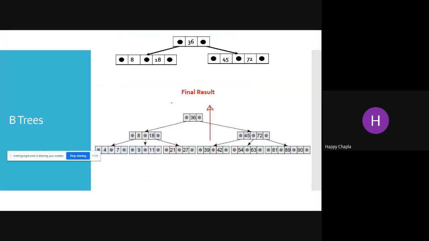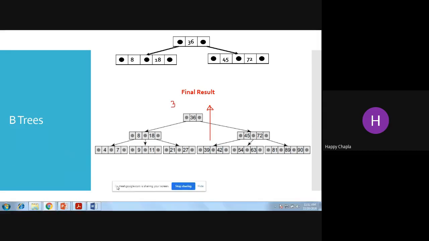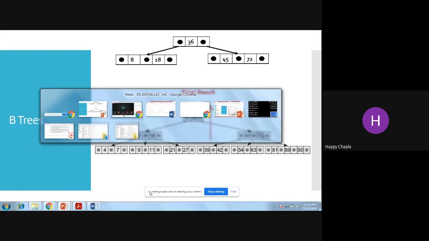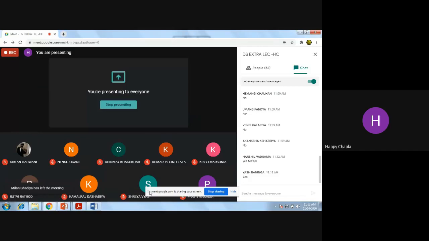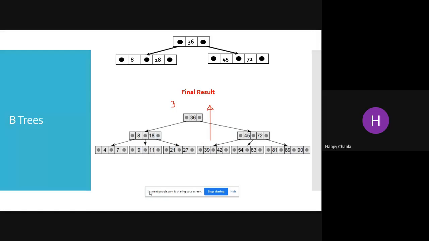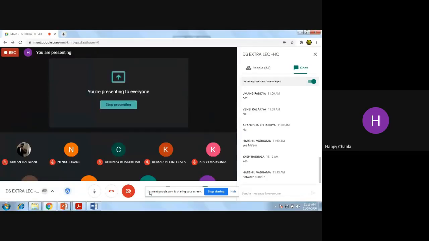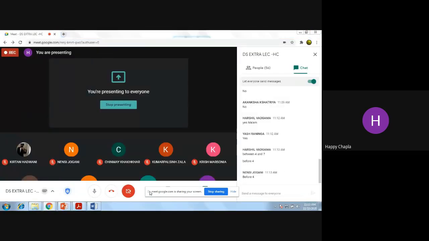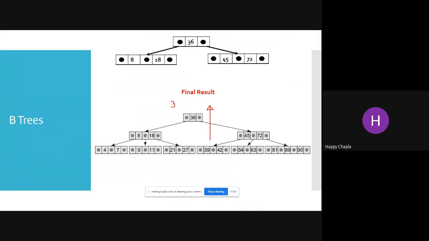If I want to insert 3, at which place can we insert 3? Between 4 and 7? No. Yes, before 4. So over here we can insert 3. Imagine this is your actual size, and over here this is the pointer.